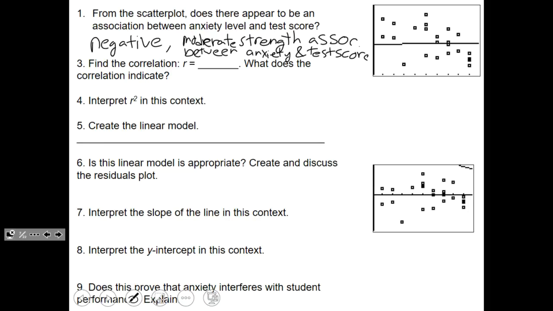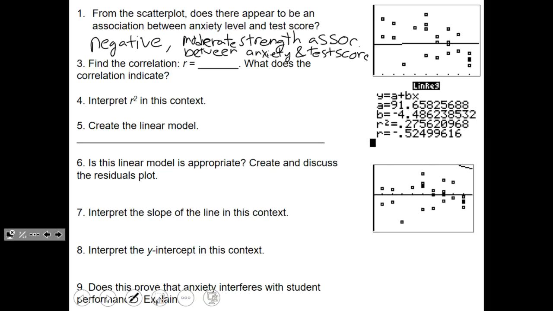Okay. Next one is find the correlation. We said we're going to use that stat calc linear regression to find it. Running at this, I found my R value is 0.525. I'm sorry, negative 0.525. And that does indicate there is a negative, moderately strong association. It's not a very strong association. A strong association should be like a negative 0.8. That would be a strong association. So this is a moderate strength.